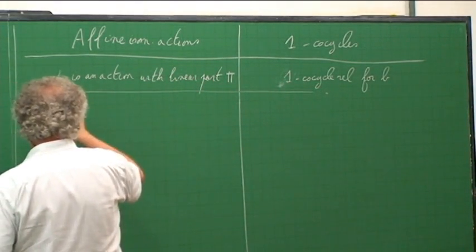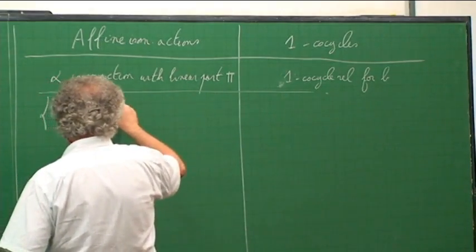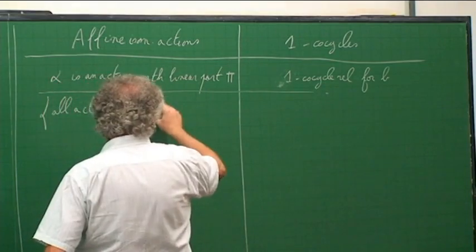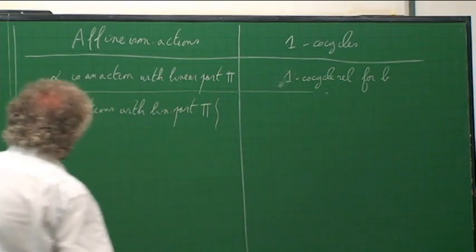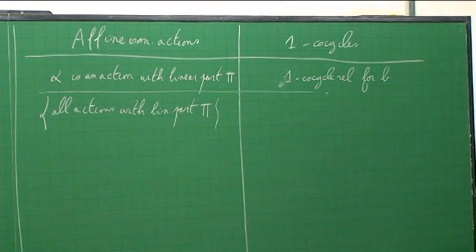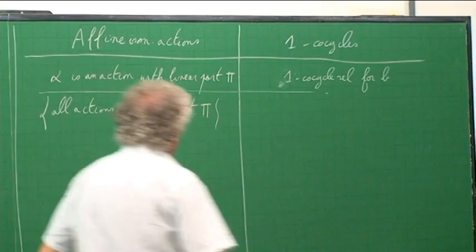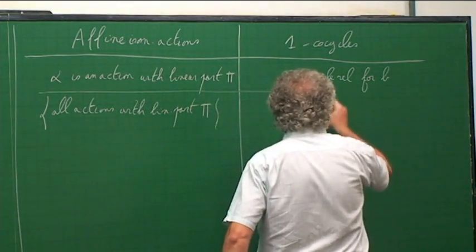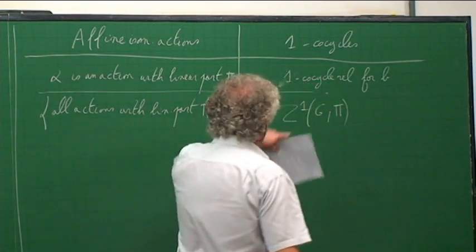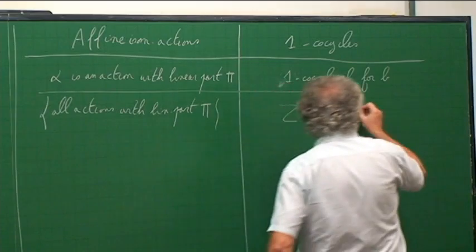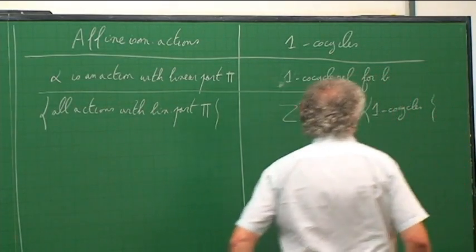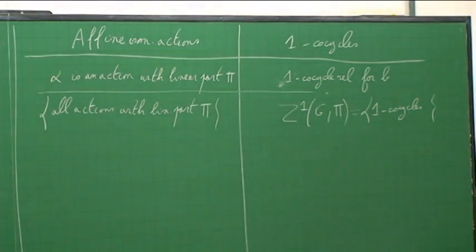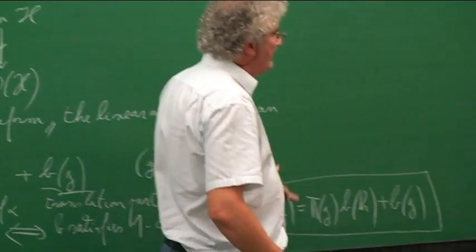If you take the space of all actions with linear part pi, so in a sense this is the deformation space of my problem, this corresponds to something which is called Z1 of G, pi. So this is the space of one-cocycles with respect to pi. And observe that that relation here is linear, so that Z1 of G, pi is a vector space.